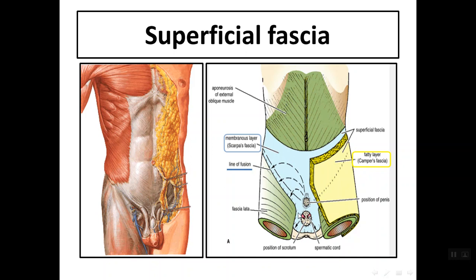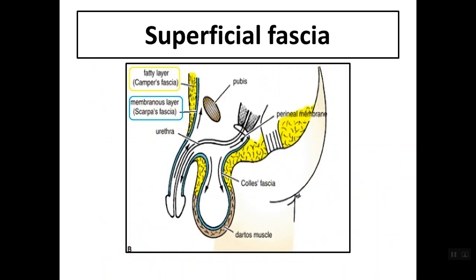At the midline, it is continuous. It is not attached to the pubic bone. It is continuous with the deep fascia of the penis or the clitoris. We can see here, this is the fatty layer, and this is the membranous layer. The membranous layer forms a tubular sheath around the penis, and also becomes continuous with the fascia of the scrotum.